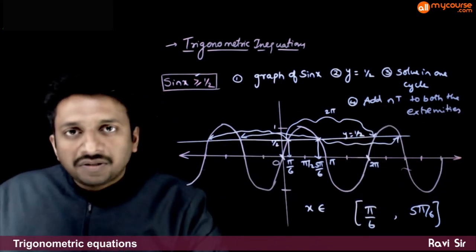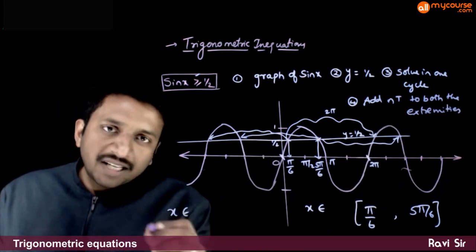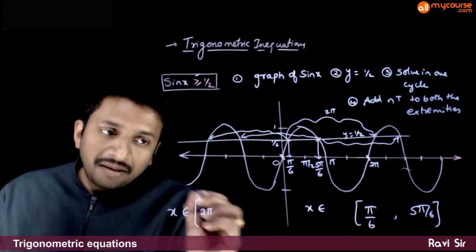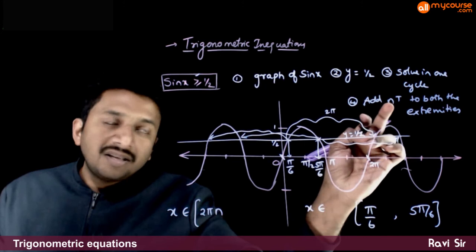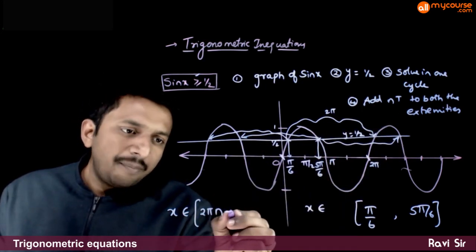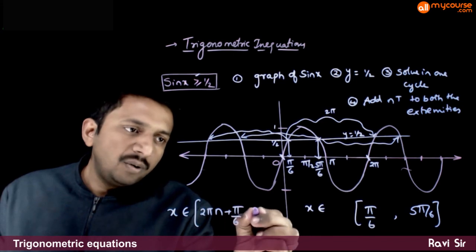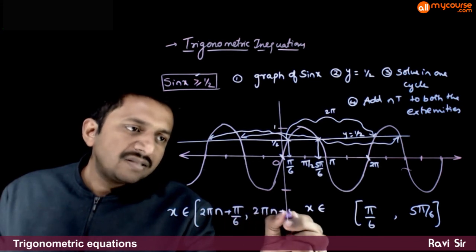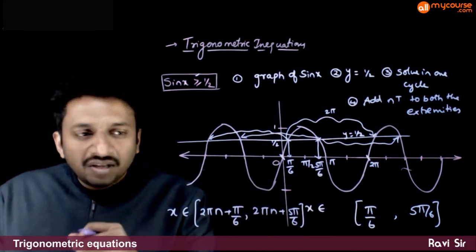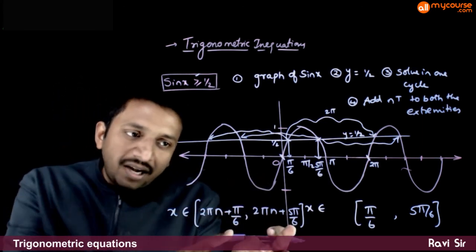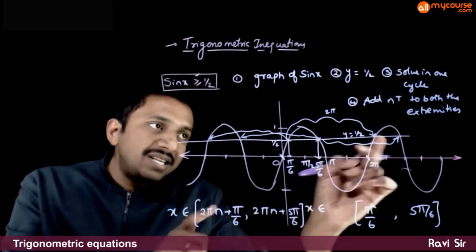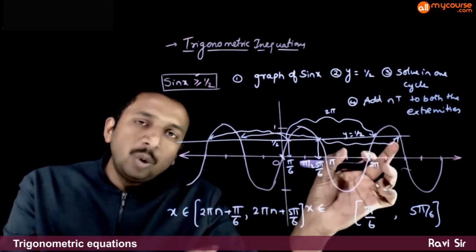That's the final solution. That means the final solution will be x belongs to 2 pi times n, n times the period of sin x, which is 2 pi. So 2 pi times n plus pi by 6 to 2 pi times n plus 5 pi by 6. So this will be the answer to this question. If you put n is equal to 0, you get the interval pi by 6 to 5 pi by 6. If you put n is equal to 1, you get the next interval, 2 pi plus pi by 6 to 2 pi plus 5 pi by 6.